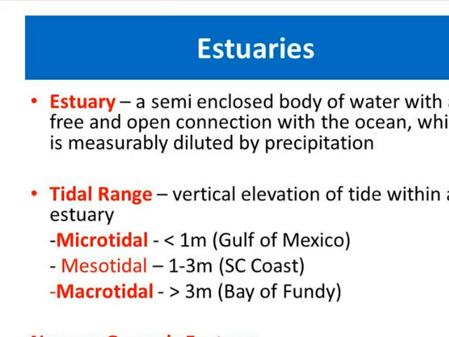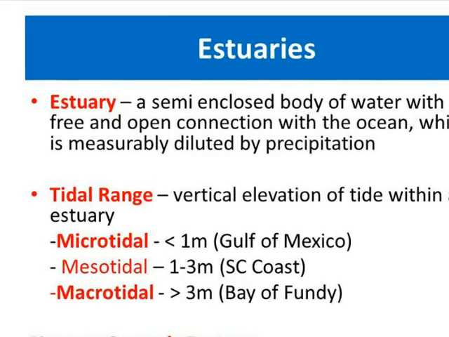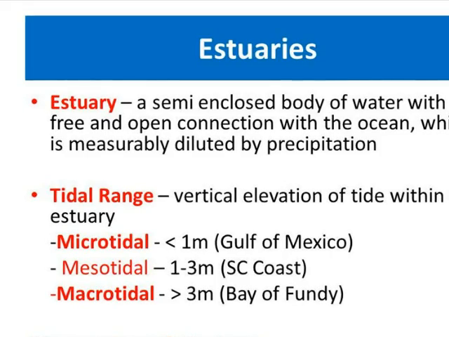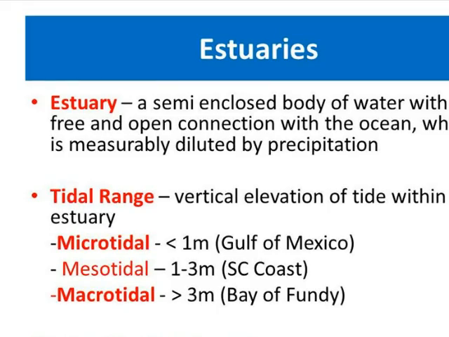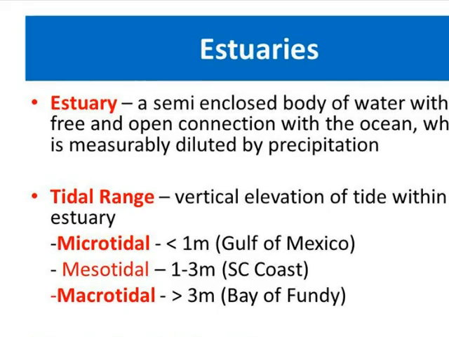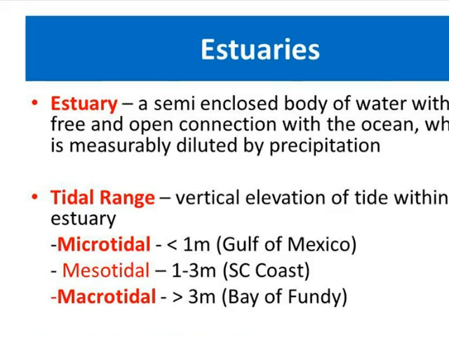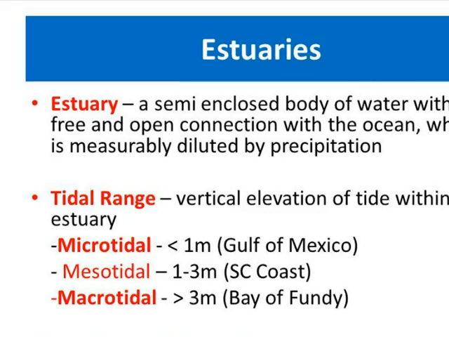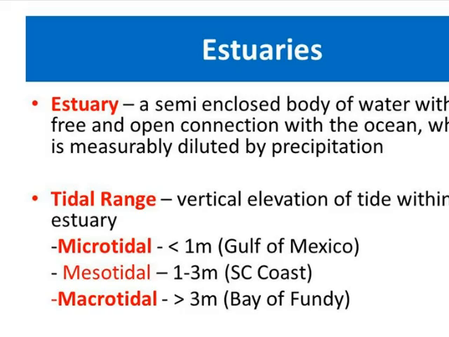Now, let me ask a question. Of these different types of tidal ranges, where do you think you're going to have the greatest amount of water quality, water pollution problems? Well, what we have found is clearly the areas with the smallest tidal range, that is places like the Gulf of Mexico, have more water quality problems than areas with larger tidal ranges.